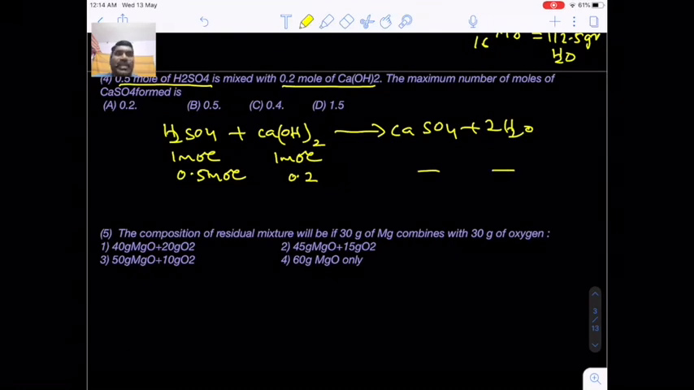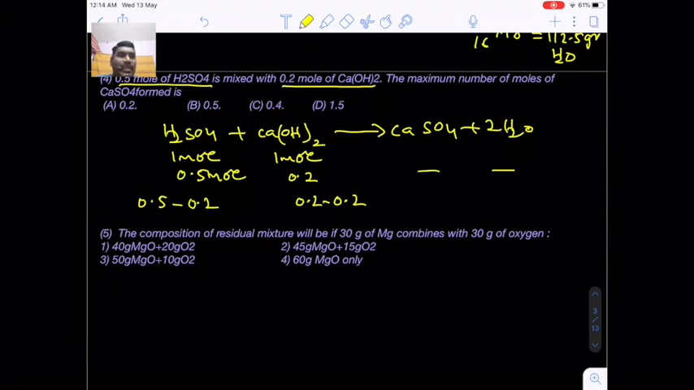Initially there is no product. So 1 mole reacts with 1 mole. So 0.2 moles react with 0.2 moles only. So out of the 0.5, only 0.2 moles of acid will be consumed. So 0.2 moles of alkali is completely consumed.